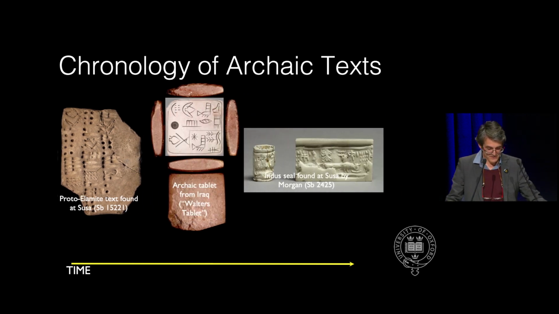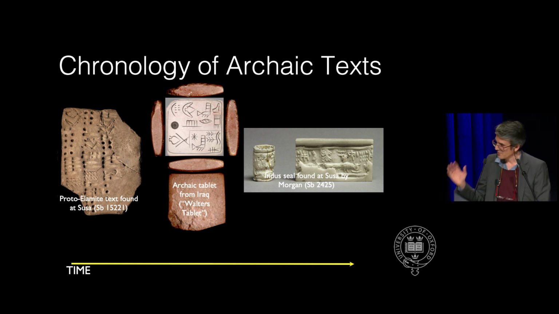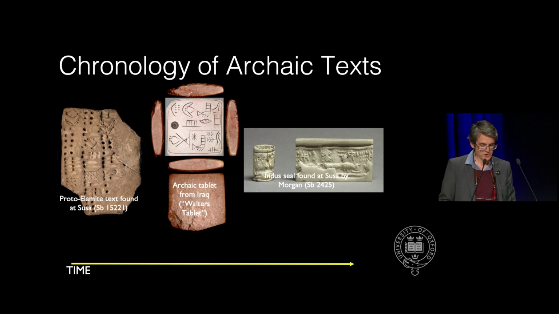As a matter of fact, the Indus seal is by far the youngest of the three objects Scheil compared. And the Walters tablet may very well be younger than the Proto-Elamite tablet, although this particular one, as with most stone tablets, is difficult to date.